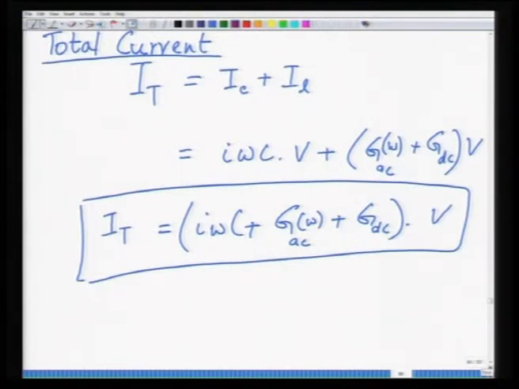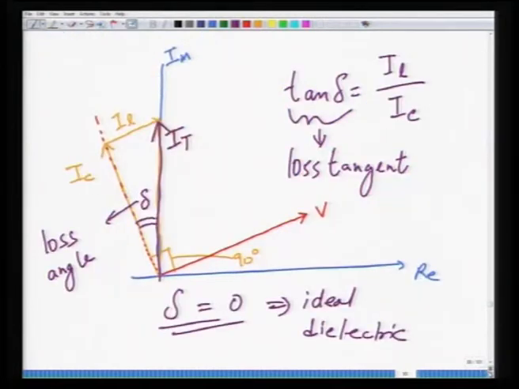The total current for a real dielectric would be the charging current plus the loss current, and as a result we get an expression for this. Next, how can the presence of this loss current be shown schematically? If this is the voltage, then the charging current, which is 100% current for the ideal dielectric, leads the voltage by 90 degrees. In addition, you have a loss current which is in phase with the applied field, depicted by this vector. The vectorial sum of these two, IC plus IL, gives rise to IT.